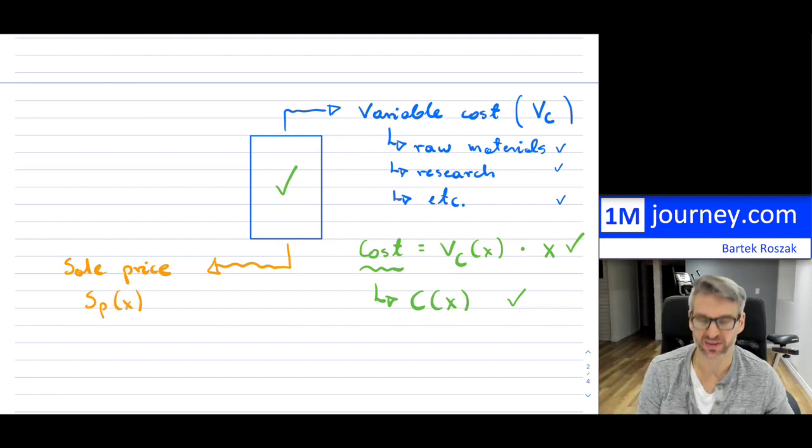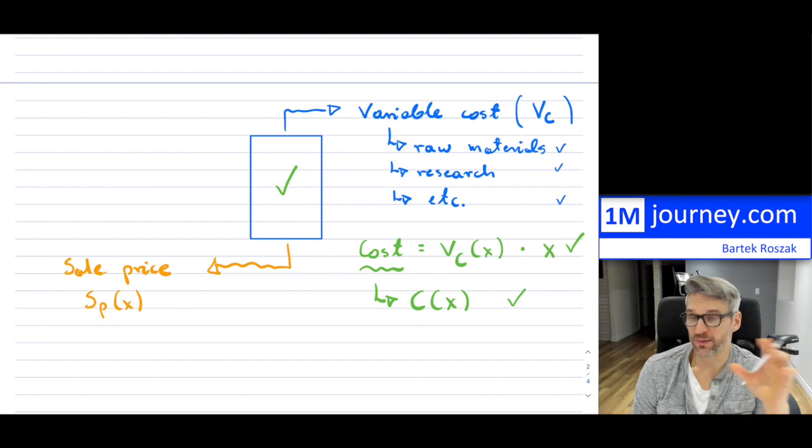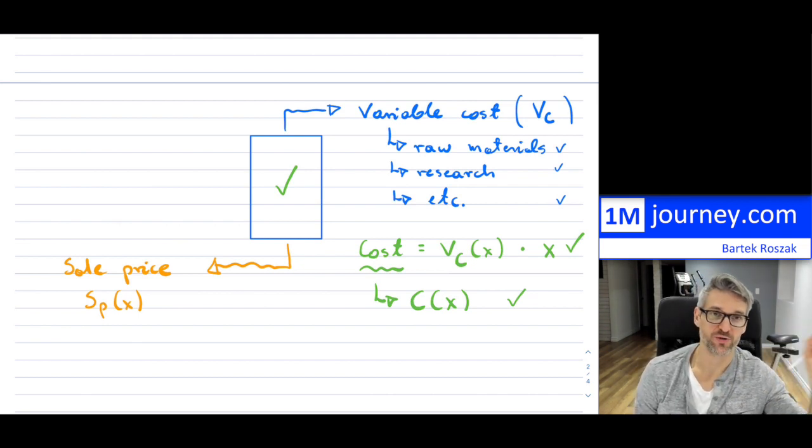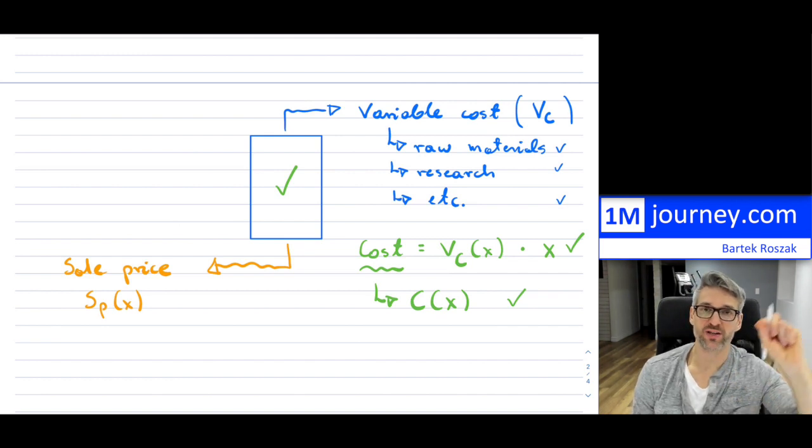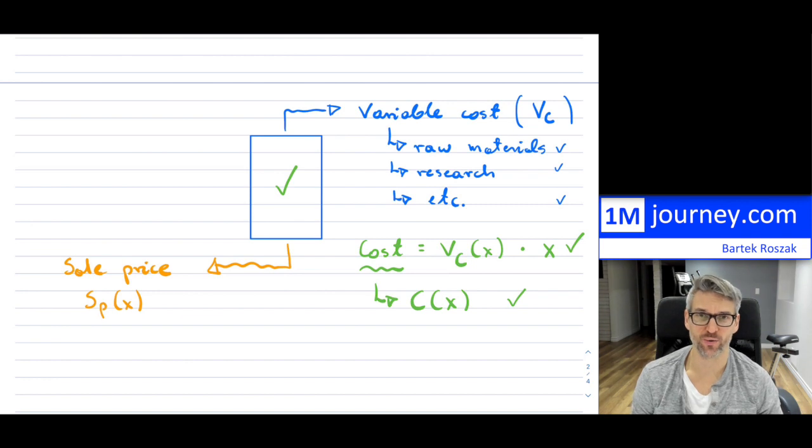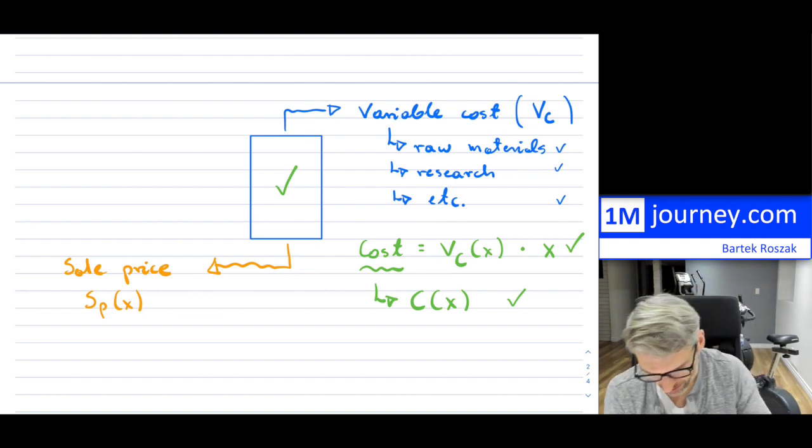And again, it might be some kind of a function. It may not be fixed amounts, okay? Typically it may, but it doesn't have to be. It may change the more phones you make. Maybe the sale price will be changing. It's going to be going up or going down. We don't know. So that's the sale price.